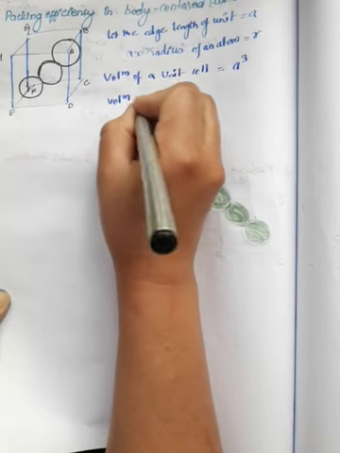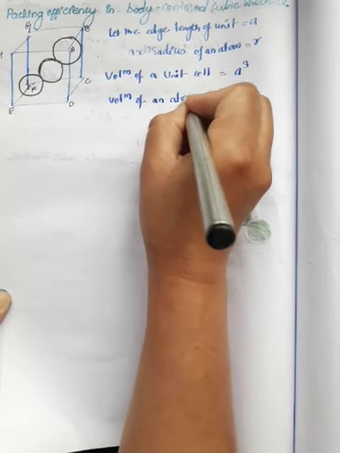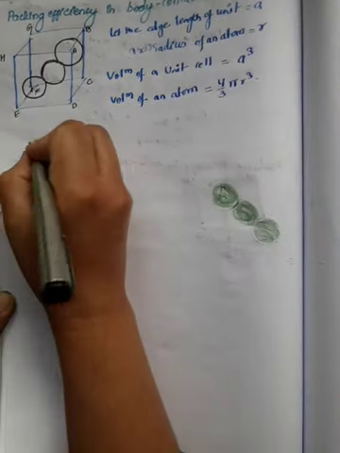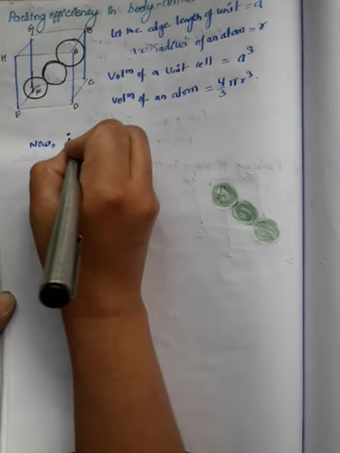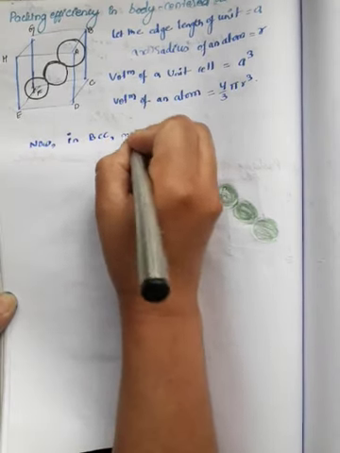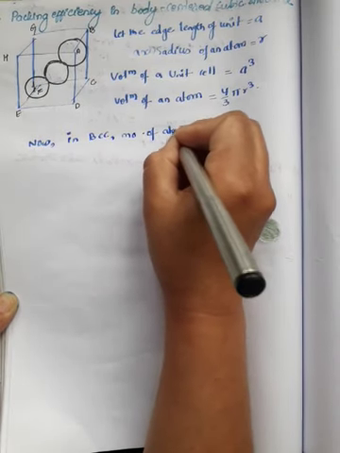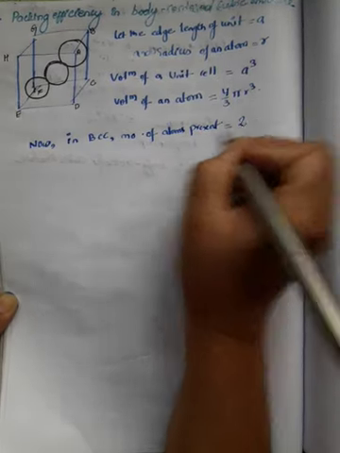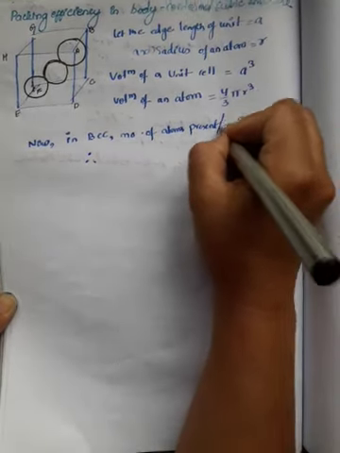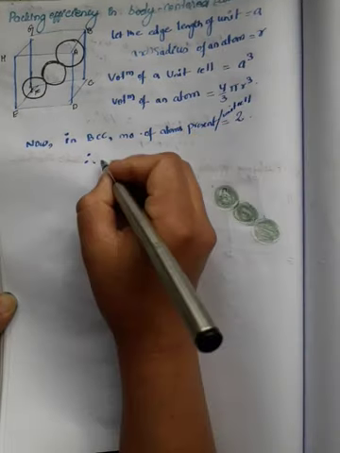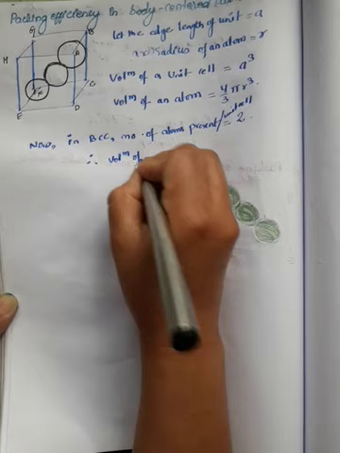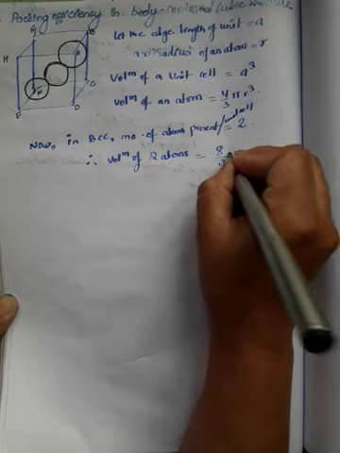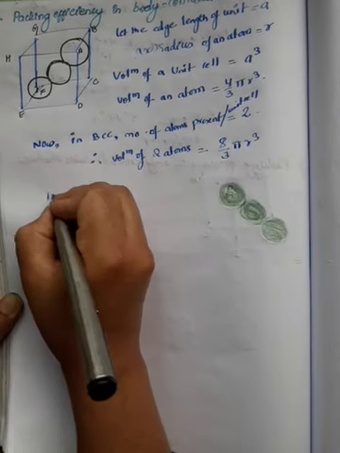Similarly, the volume of an atom. How much is the volume of one? It's a sphere, so 4 by 3 pi r cube. Now in BCC, right, what is the number of atoms present per unit cell? Per unit cell it is equal to 2. Therefore, what is the volume of 2 atoms? 8 by 3 pi r cube. Now what is packing efficiency?